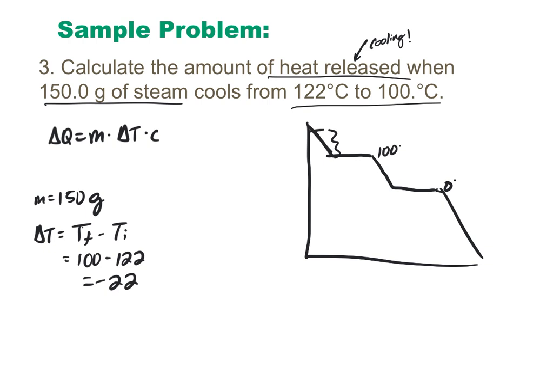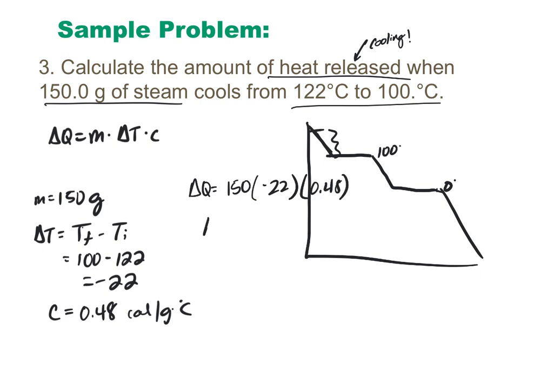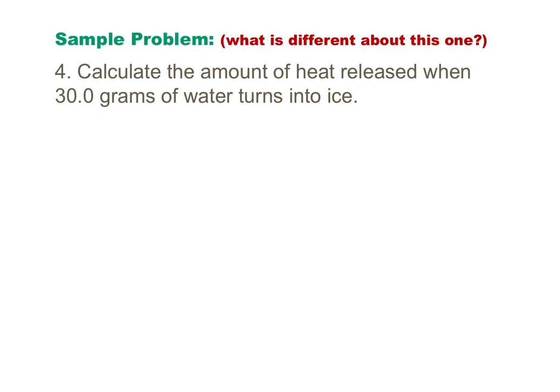And then the C value I'm choosing is going to be the specific heat for steam, which is 0.48 cals per gram degrees Celsius. So plug it all in. Q equals 150 times negative 22 times 0.48. Delta Q is, what is it? Negative 1584 cals. Incorrect sig figs, negative 1580 cals.